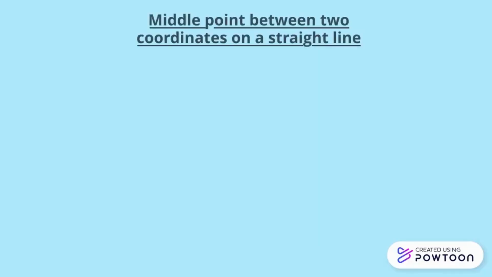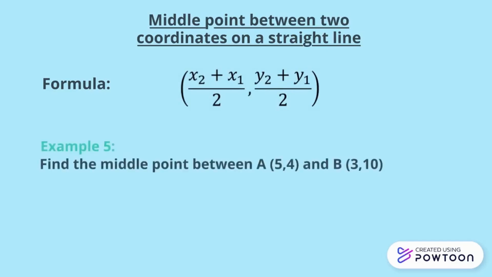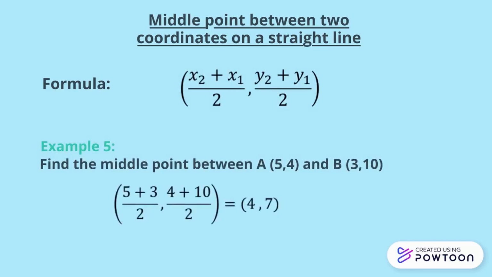Middle point between two coordinates on a straight line. The formula is given by ((x2 + x1) / 2, (y2 + y1) / 2). For example 5, find the middle point between A and B. By substituting the numbers into the formula, we get our middle point, which is (4, 7).